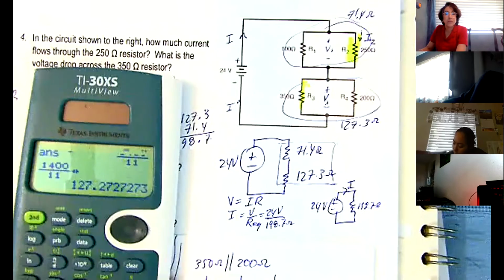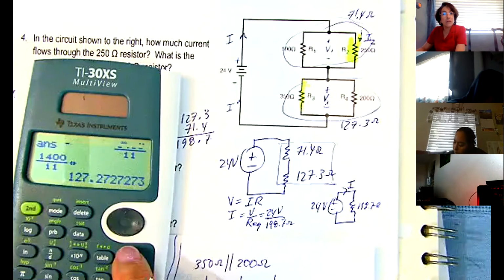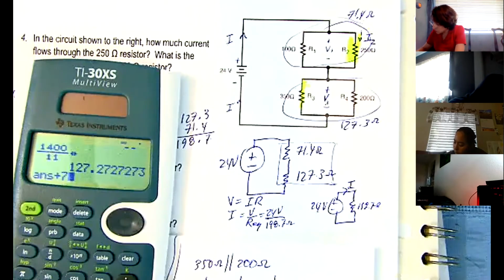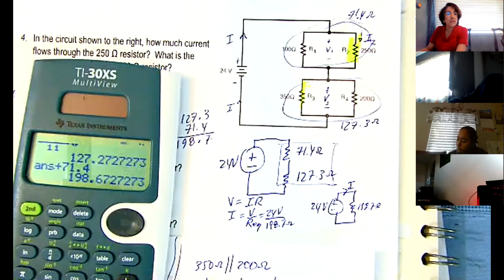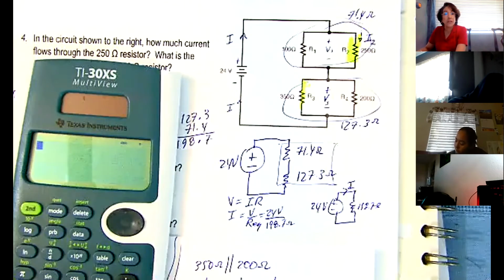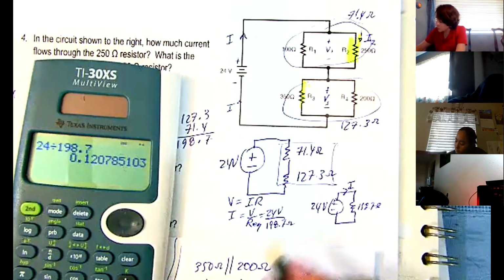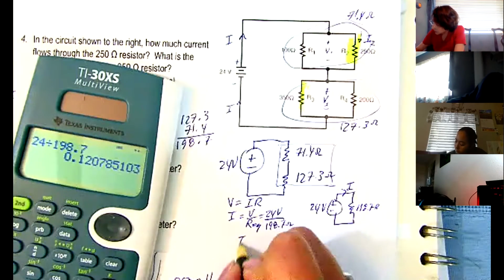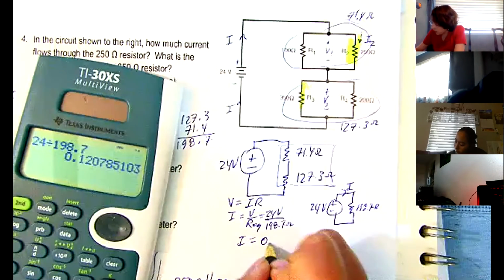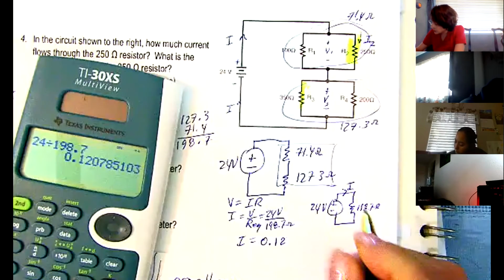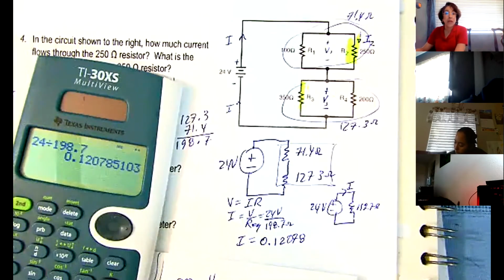Okay. So that's here. Oh, I guess I'm going to have to clear that out here. Right? Yeah. You added that up. I'm going to say plus 71.4. Does that help? 198.7. Okay. I'm going to stick to 198.7. So I got 24 volts divided by 198.7. So I know that the current going through here is 0.12078, etc. So now I'll take it down to 3. 3 is good.